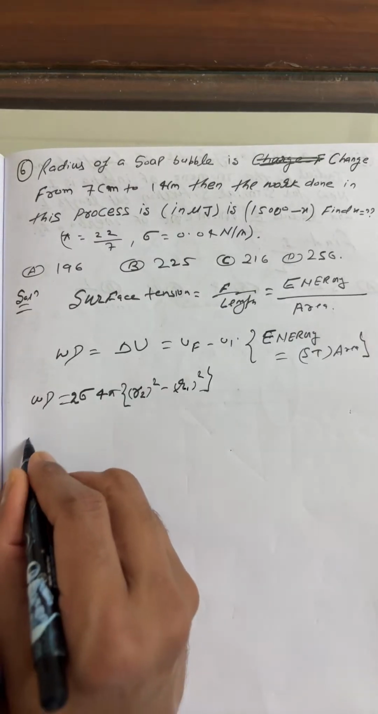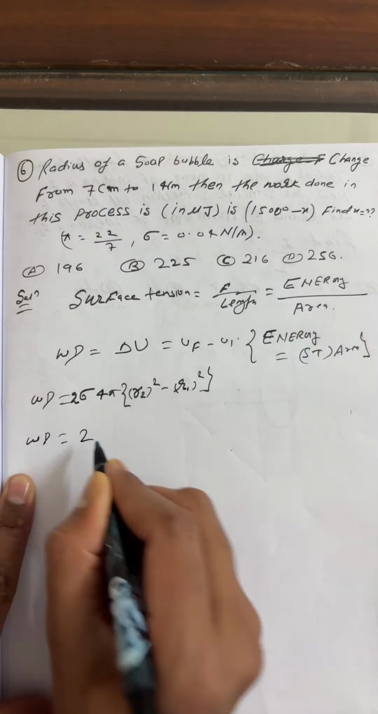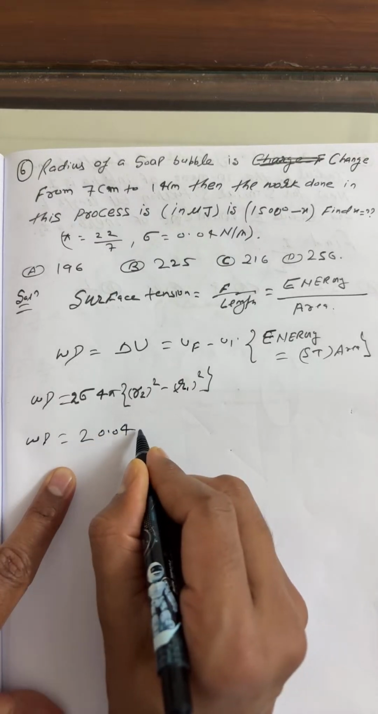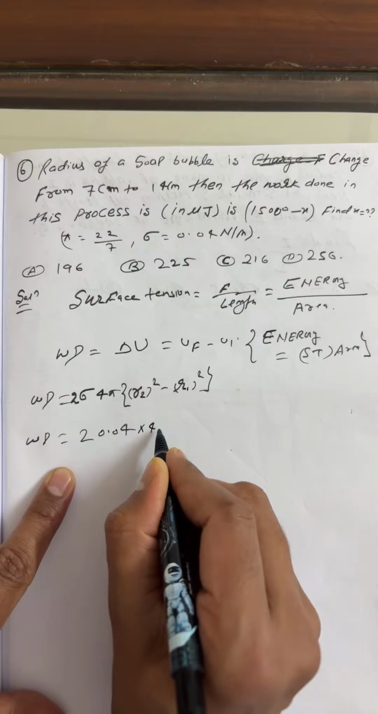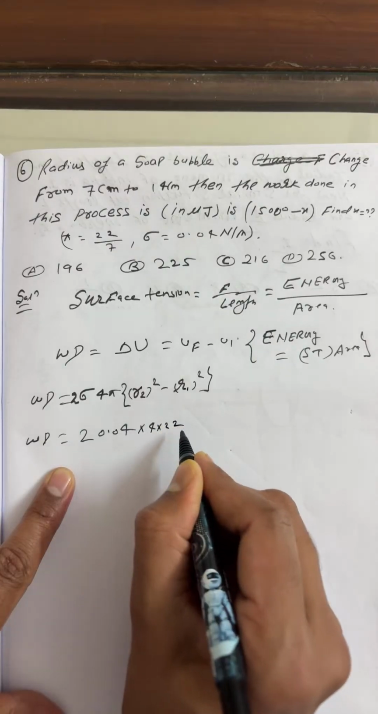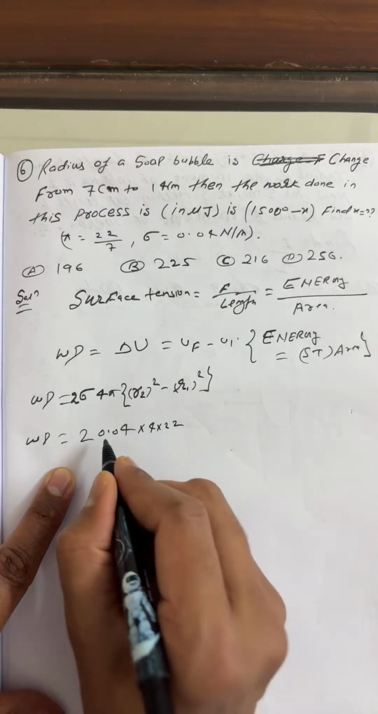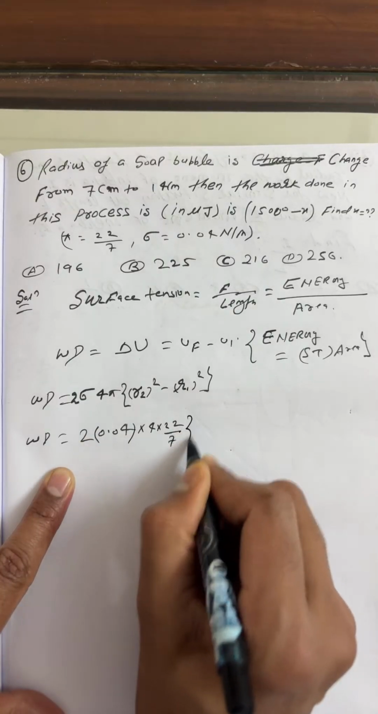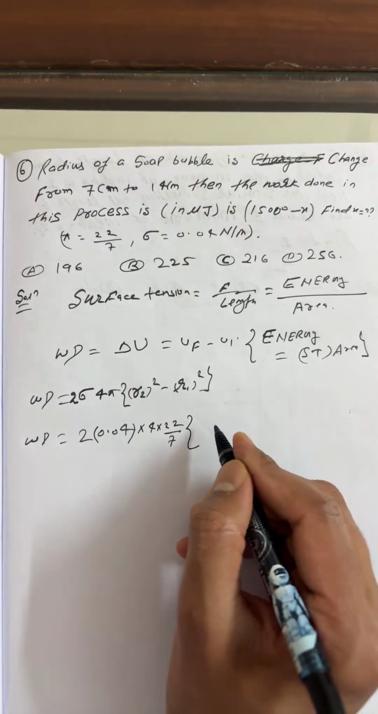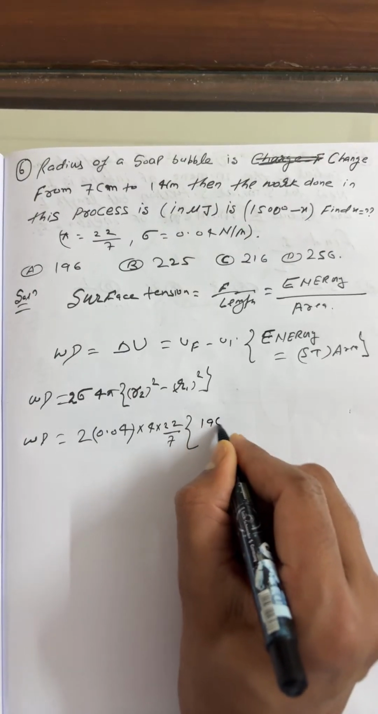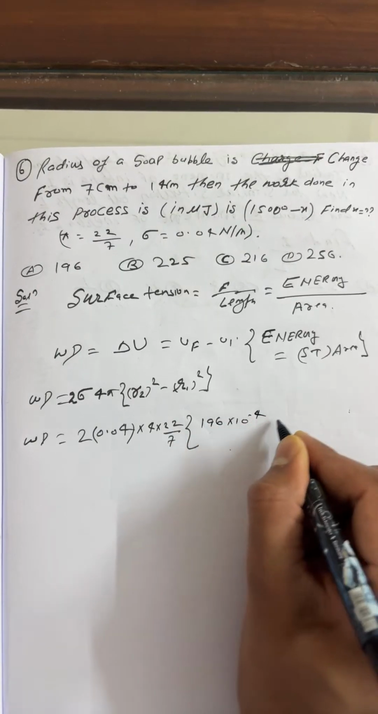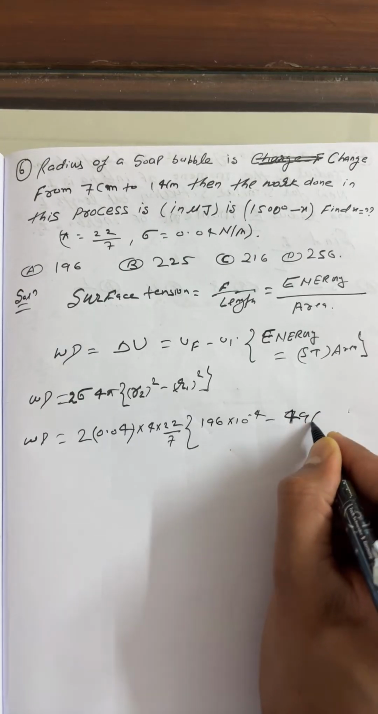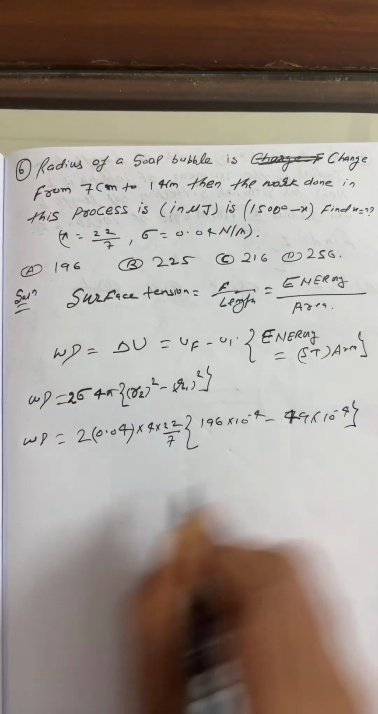Okay, beta. So this is work done, 2 into sigma, how much? 0.04 into 4 into pi, this is 22 by 7. R2, this is 14 centimeter here. You can see this is 196 into 10 to the power minus 4. And 7 7s are 49, 7 7s are 49, into 10 to the power minus 4.